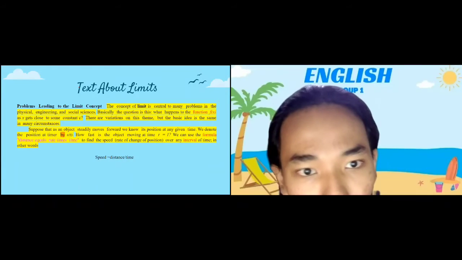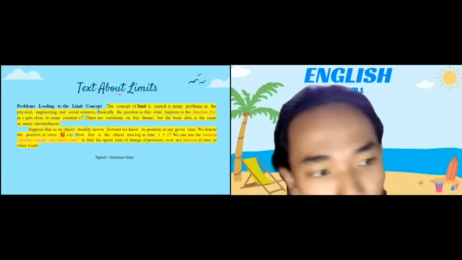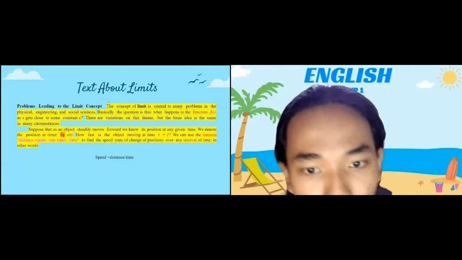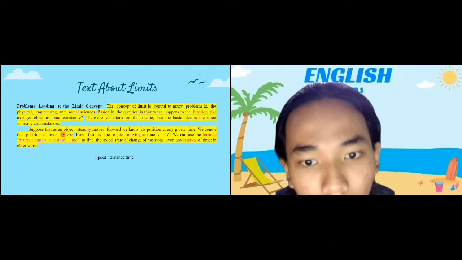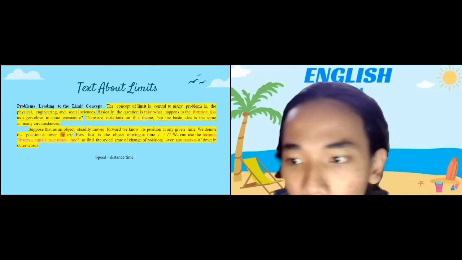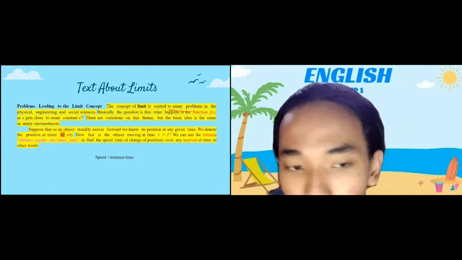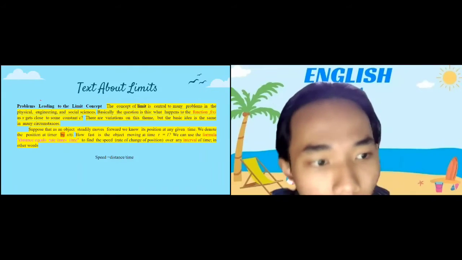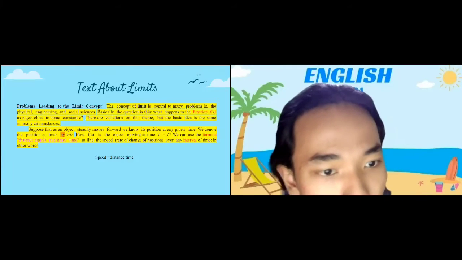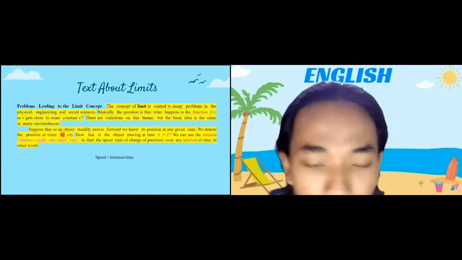Now, my part is the text about limits, paragraph 1 until paragraph 3. The sentence that is blocked by yellow is simple past tense, and the word that is colored red is a technical word. Now, the title is Problems Leading to the Limit Concepts.